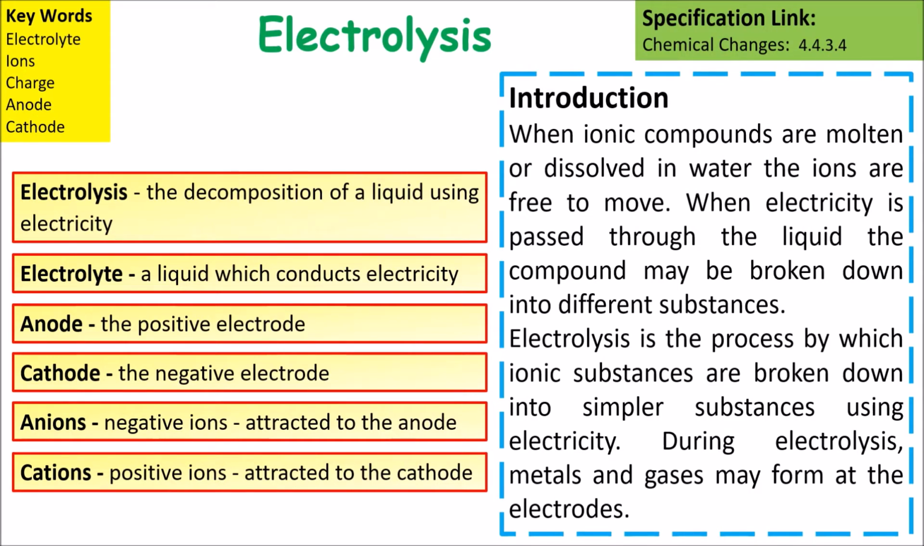So, when ionic compounds are molten or dissolved in water, the ions can move freely. So when electricity passes through the liquid, the compound can be broken up. Electrolysis is the decomposition of a liquid using electricity. The electrolyte is the liquid that conducts the electricity. The anode is the positive electrode, the cathode is the negative electrode. Anions are negative ions and cations are positive ions.